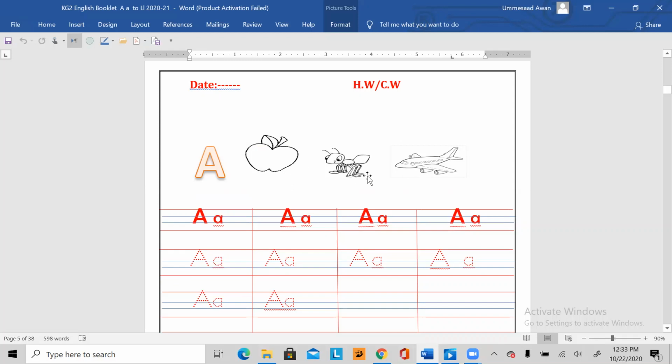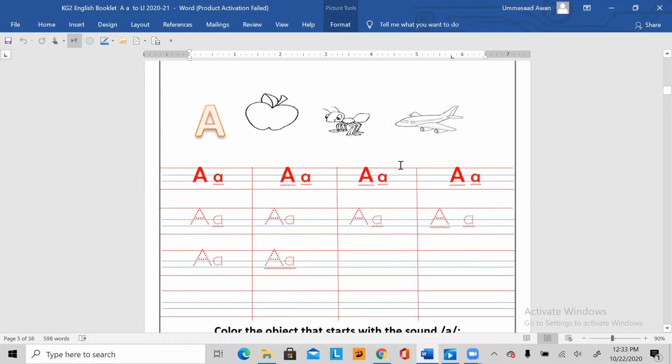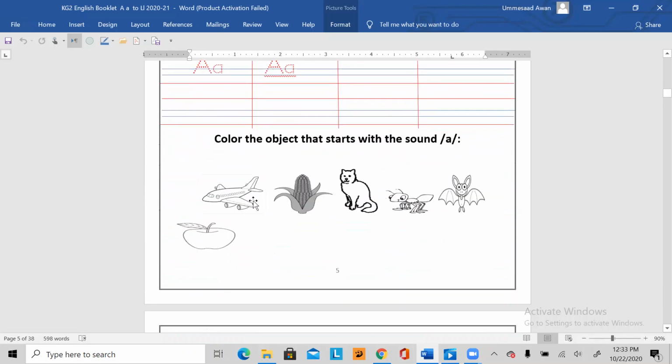Apple and aeroplane. A, A, apple. A, A, aeroplane. Capital A, small a. And here we have some objects which start with sound A. So we will color the objects that start with sound A.